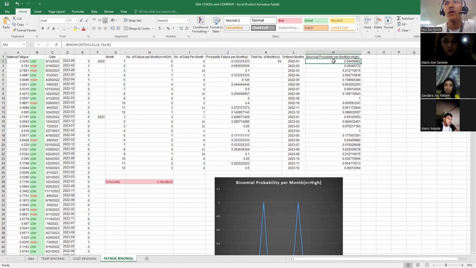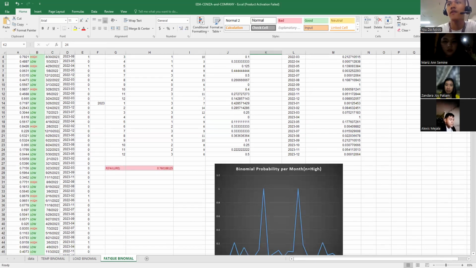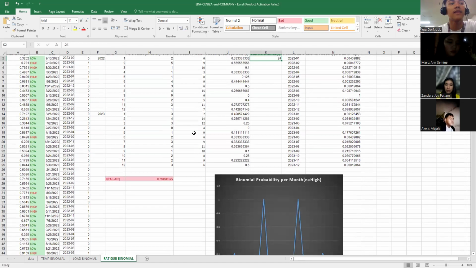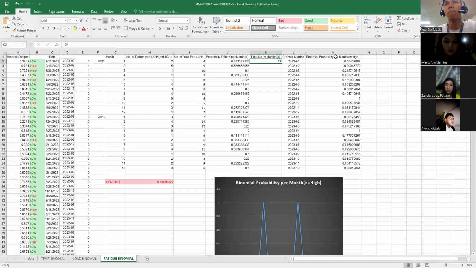And again, there are three important variables that we used in calculating the binomial probability. We have the n, or the number of failures, the p, the probability of that particular month, and lastly, the x, or the total number of months or the total number of events. Now, after calculating the binomial probability, we're able to graph based on the ordered months and binomial probability.